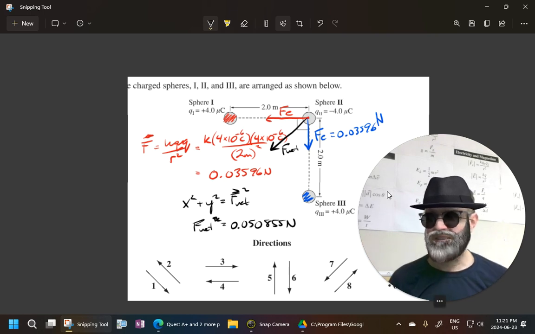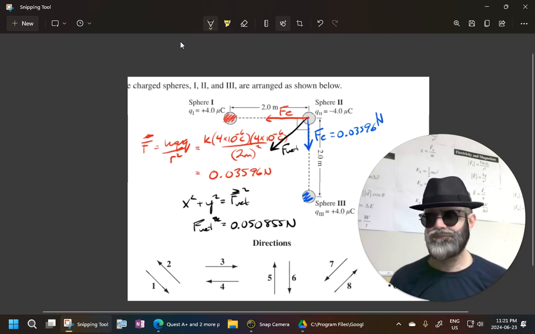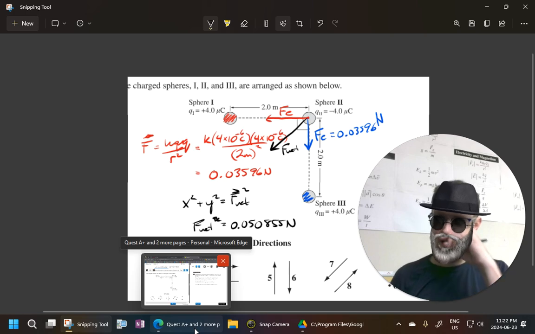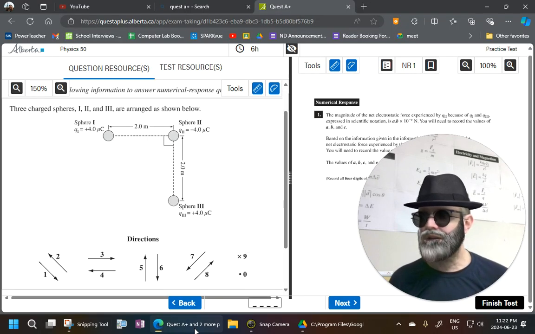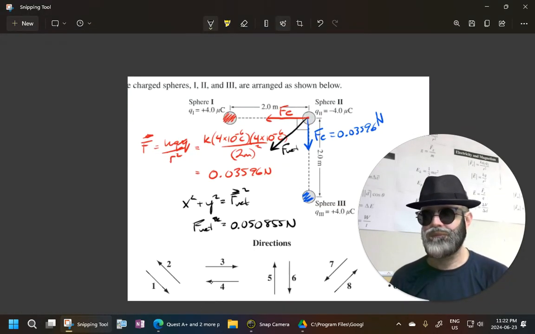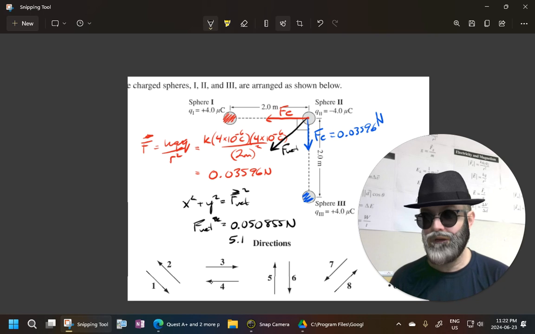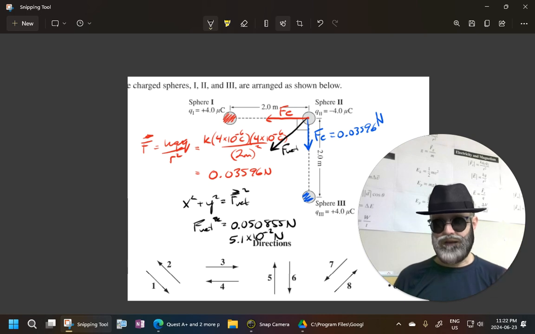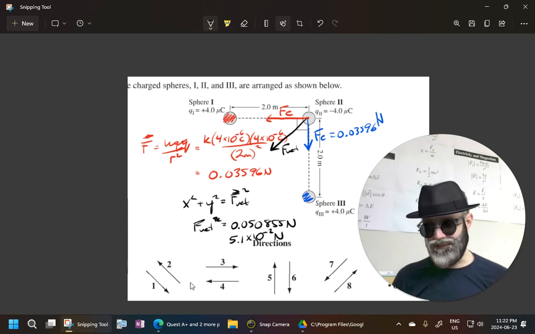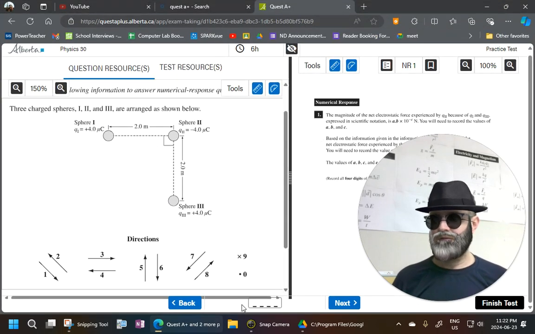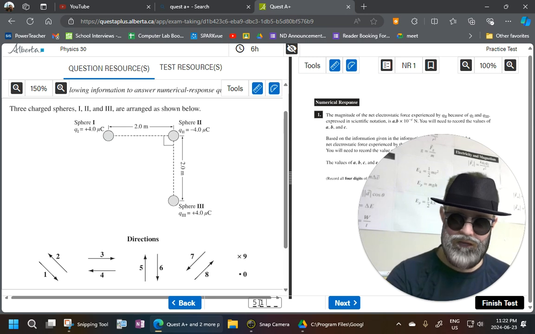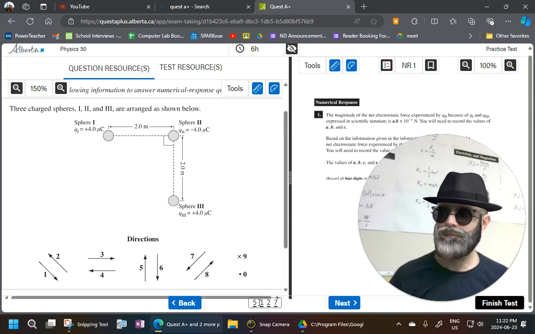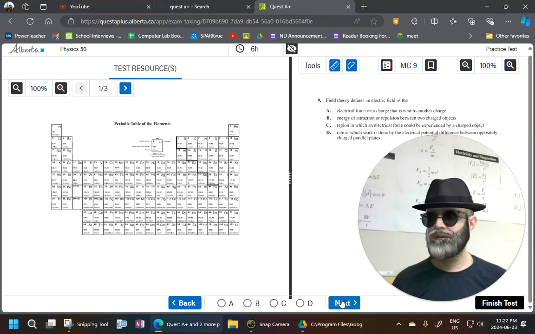Okay, so that's 7. Let's quit out of this. So what do they want here? A, B, C. Okay, so they want this to be 5.1 times 10 to the negative 2 newtons. So 5127. Perfect. Next one. Let's see what we have here.